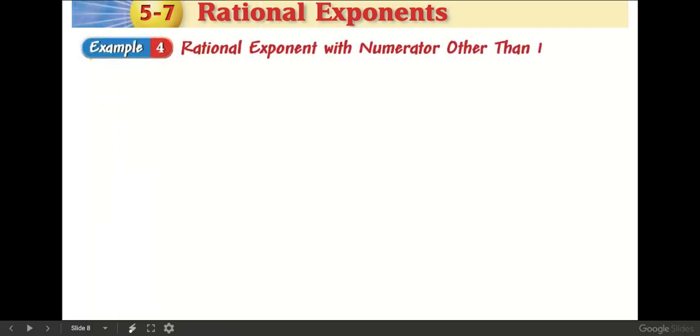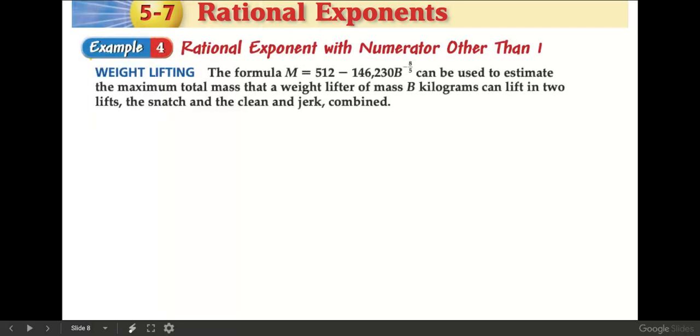The rational exponents with a numerator other than 1, right? So here I'm dealing with a word problem. In weightlifting, the formula m equals 512 minus 146,230b to the power of negative 8/5 can be used to estimate the maximum total mass that a weightlifter of mass b kilograms can lift in 2 lifts, the snatch and the clean and jerk combined.